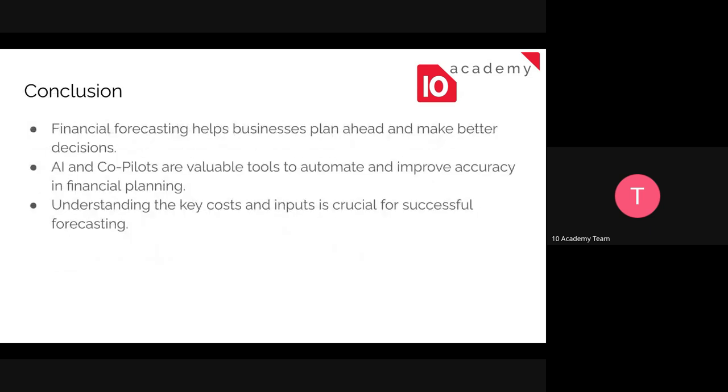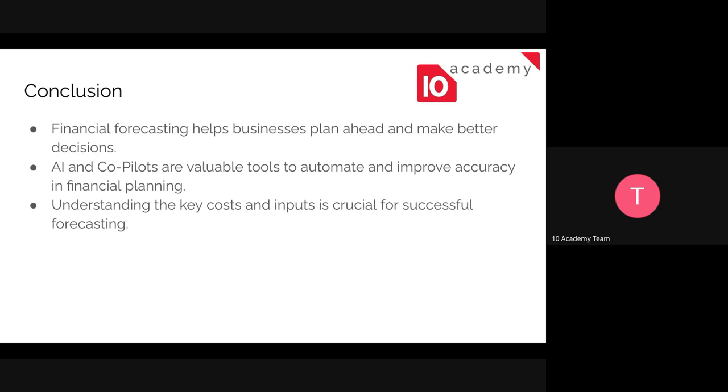Okay, so as a conclusion, overall, financial forecasting helps businesses plan ahead and make better decisions, so that we can align our strategies and actions with the business goals of our company. And AI and Copilots are valuable tools to automate and improve accuracy in financial planning.